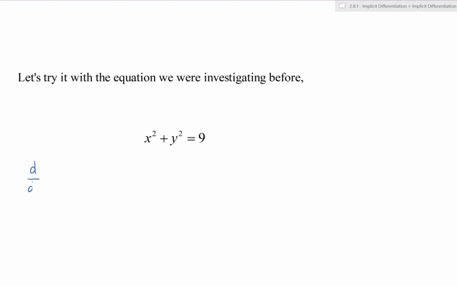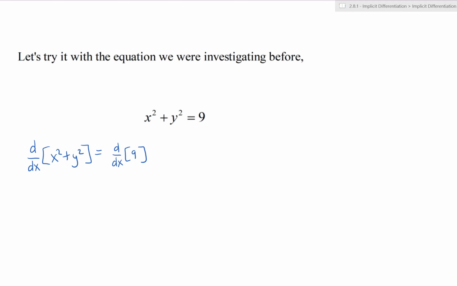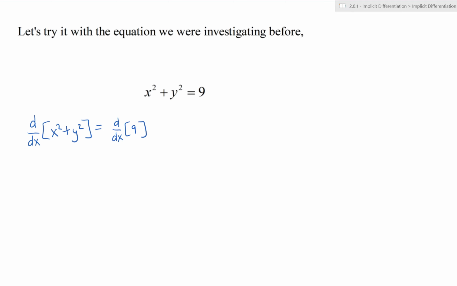Let's do that differentiation step. I'm going to differentiate the left-hand side, x squared plus y squared, with respect to x. And I'm also going to differentiate the right-hand side, just the constant 9, with respect to x. All right, now the right-hand side, pretty straightforward, right? The derivative of a constant is just 0. But the left-hand side is where we see we have to think a little more outside the box.